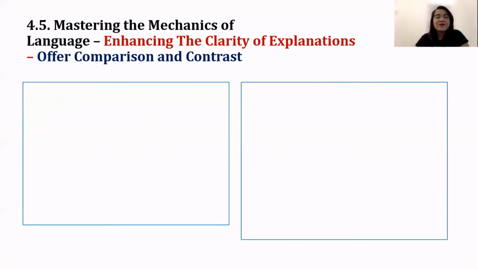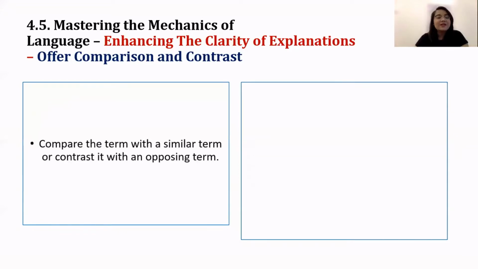Moving on next, offering comparison and contrast. Compare the term with a similar term or contrast it with an opposing term. Sometimes, if the term is very technical, very contextual, it will be very abstract for our students to understand. We can use the help of comparison and contrast to help us clarify our explanations.